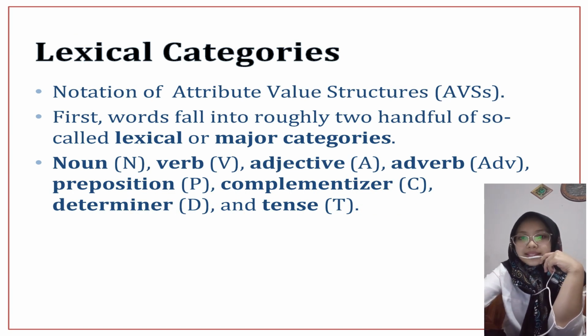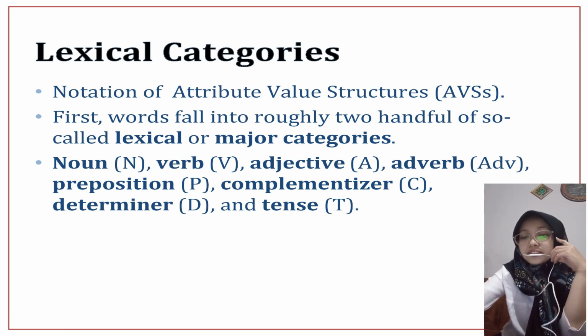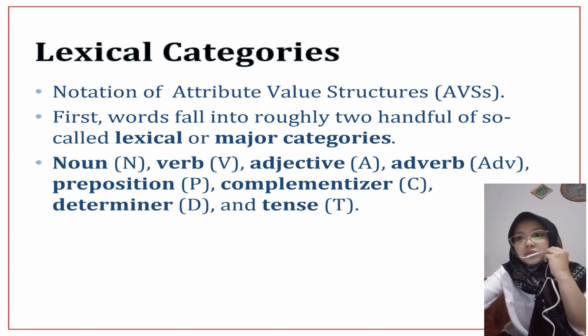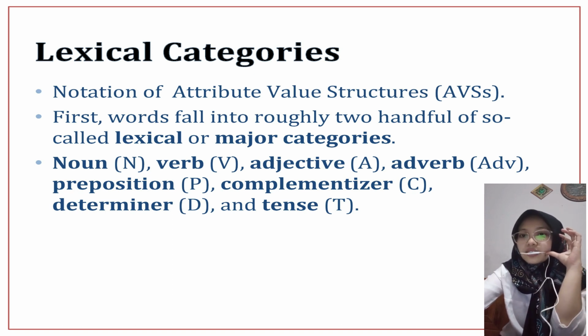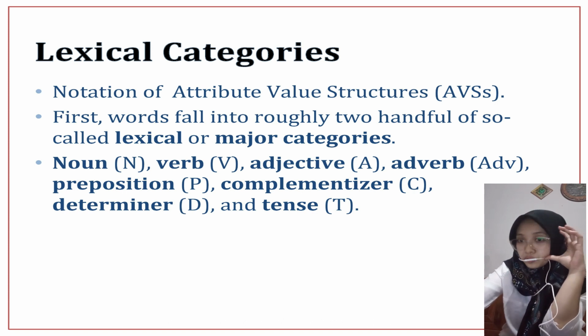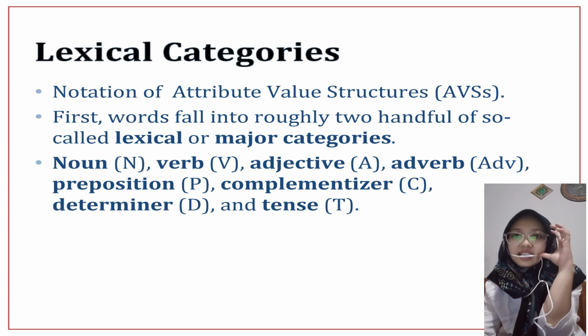Then, about lexical categories, we shall put to use our notation of attribute value structures, or AVS. We can abbreviate attribute value structures into AVS. First, words fall into roughly two handfuls of so-called lexical or major categories. They're divided into N for noun, V for verb, adjective A, adverb Adv, P for preposition, complementizer C, and D determiner, and then T for tense.